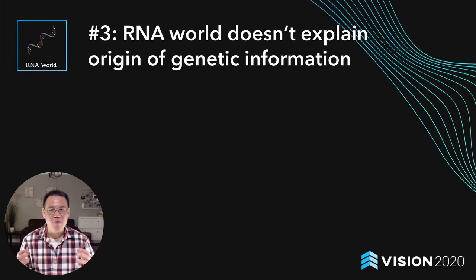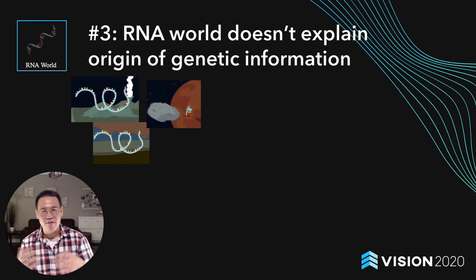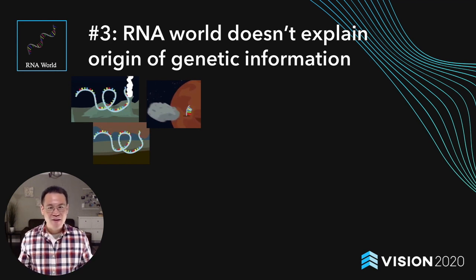And then thirdly, the RNA world doesn't explain the origin of genetic information. The problem still remains. Where did all this information in RNA come from? Notice in the video they couldn't really explain it. Volcanic vents, clay clumps, Mars? It's actually the same problem that we run into with DNA.